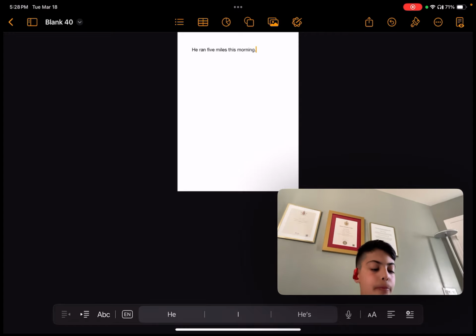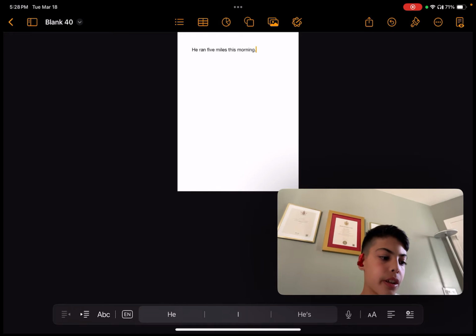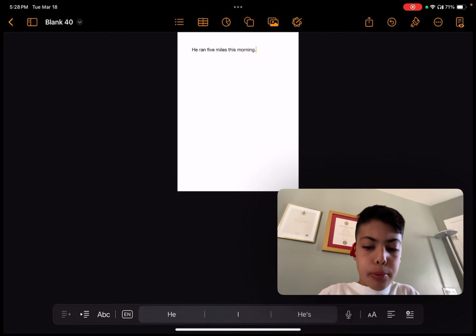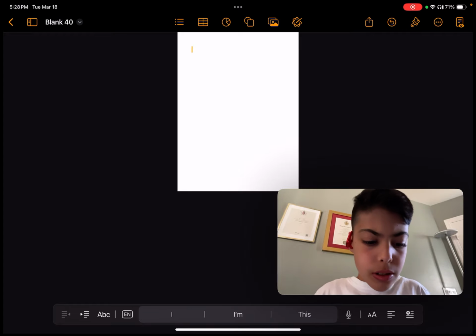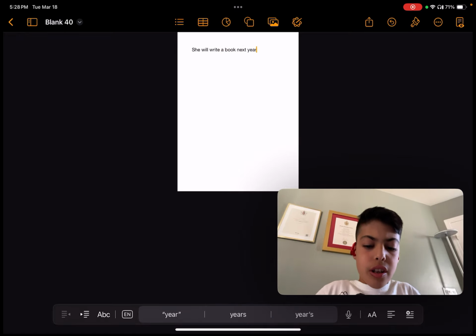Speaking of will run, there's also the simple future tense, which is used for things that will happen later. Like, people say, I will eat this later, I will go to his house later. And you're always going to be adding will or going to before the verb. For example, she will write a book next year.